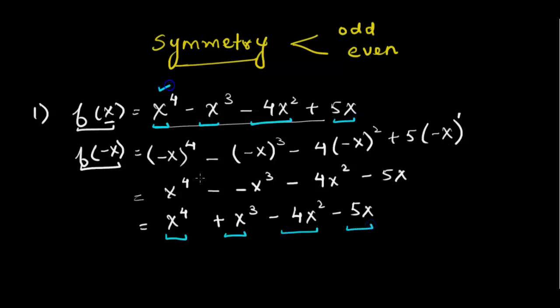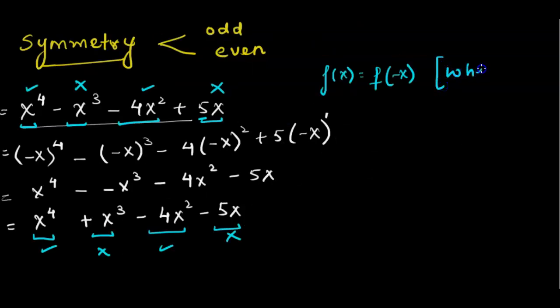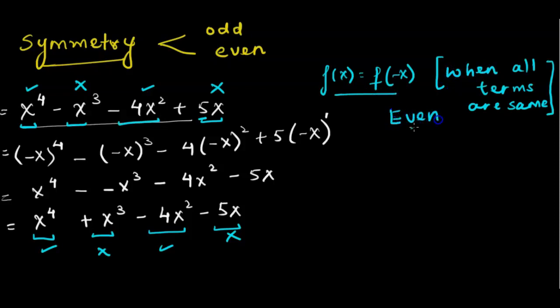So basically there are two similar terms and two non-similar terms. When we say similar terms, they need to have the same number and the same sign. If all the terms would have been similar, then we say f(x) is the same as f(-x). This we conclude when all terms are the same. And if this is the situation, then we conclude that the function has even symmetry.